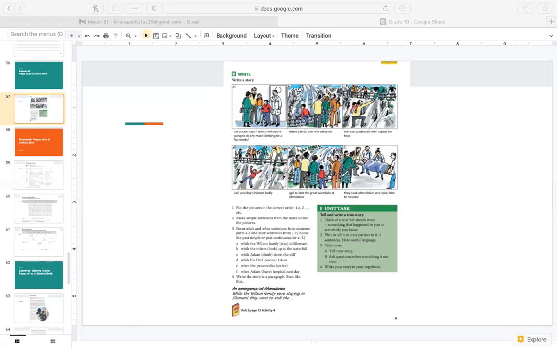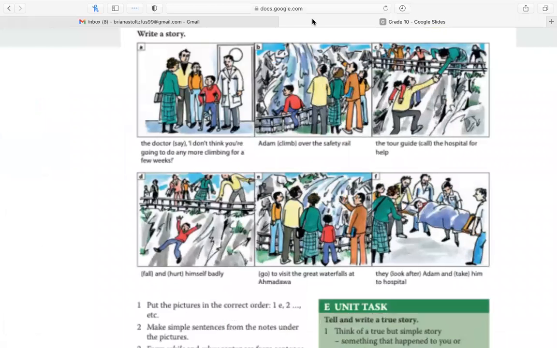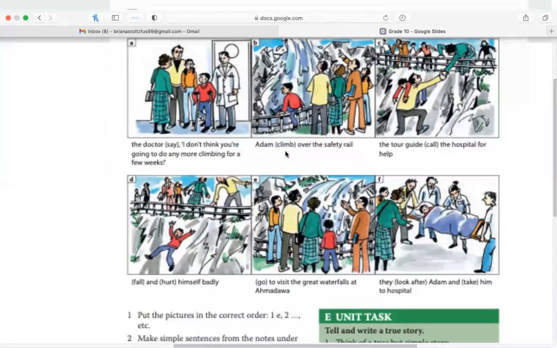Okay, next is picture B. Can you make a sentence with this? What is the past tense of climb? The past tense of climb is climbed. So we can say Adam climbed over the safety rail.